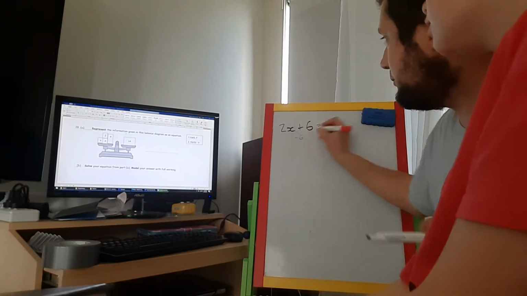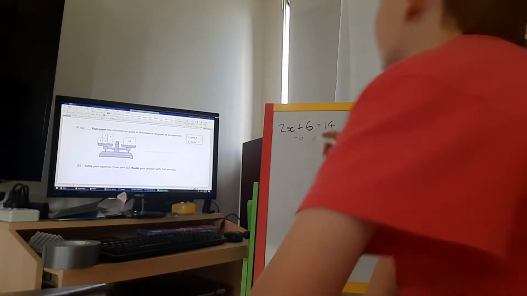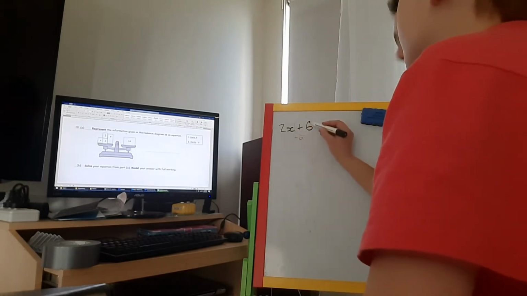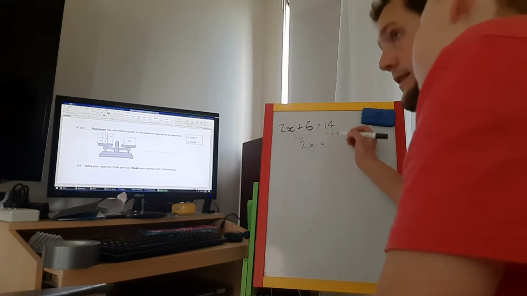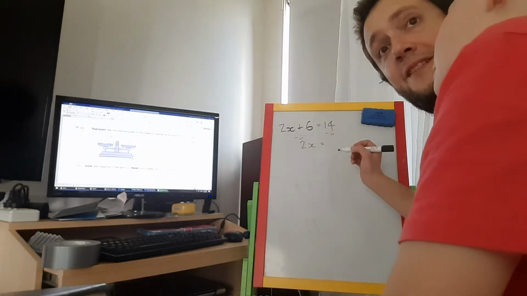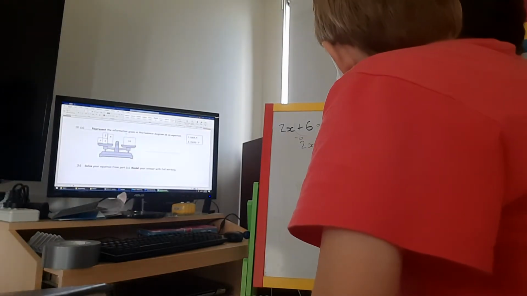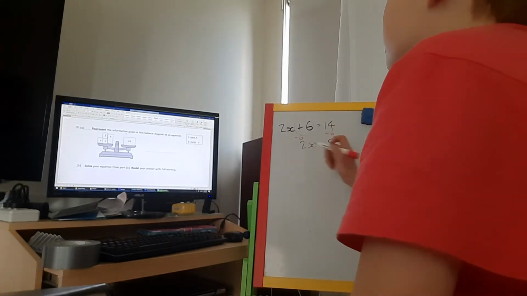Take 6. So what you'll see me do is take 6 from both sides, because that gets rid of the 6, doesn't it? Yeah. That leaves us with 2x on this side, and what's 14 take away 6? 8. Yep. And now what am I going to do next? How do I get rid of the 2?